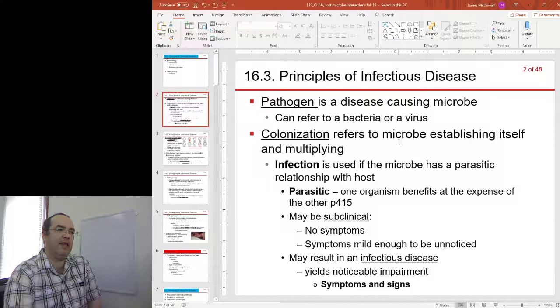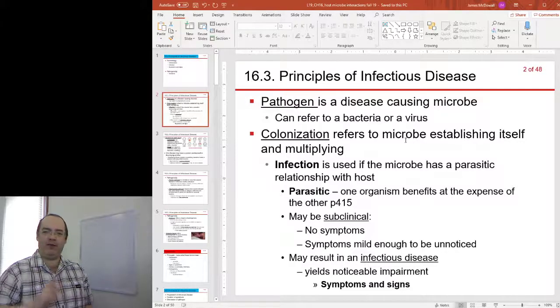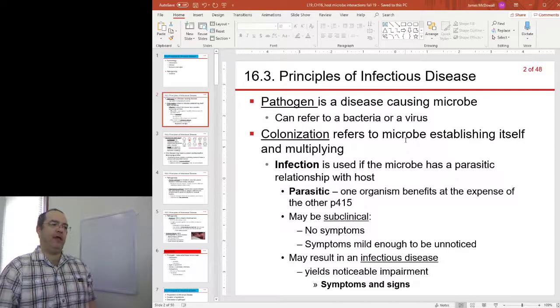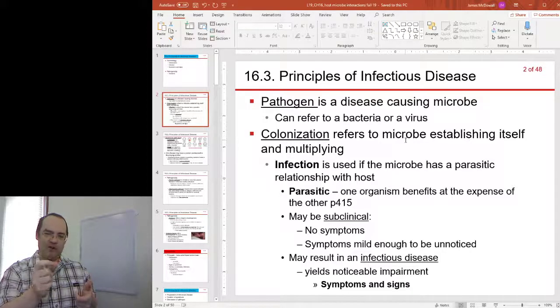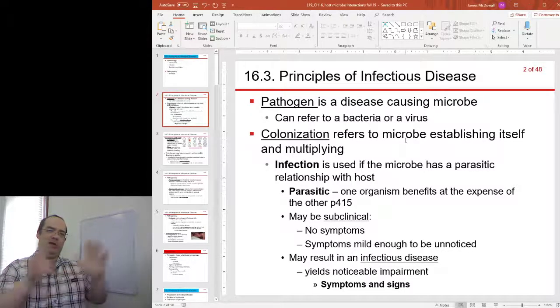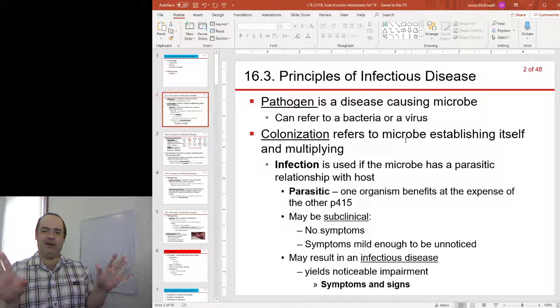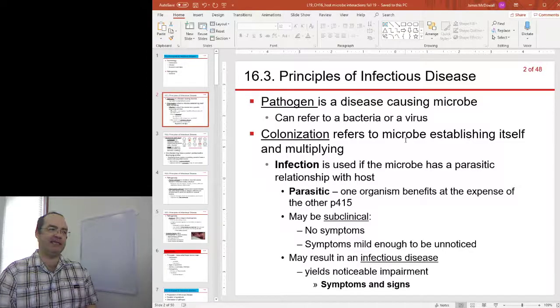Colonization. That refers to the microbe's ability to establish itself within a host and multiply. Again, we think about bacteria. A single bacteria is very, very, very small. If a single bacteria was the worst kind of bacteria you can imagine, and if it was to unleash all of its nasty chemicals, that single bacteria couldn't do you any harm. You would not notice the effects of a single bacteria.